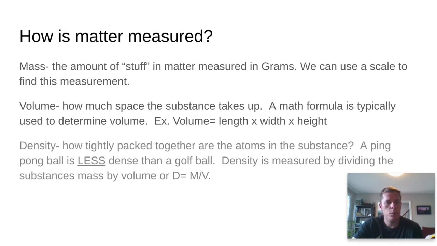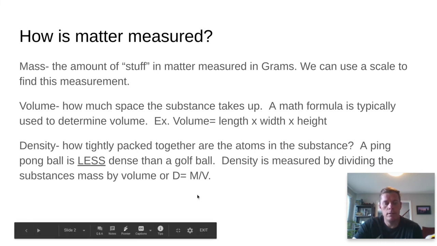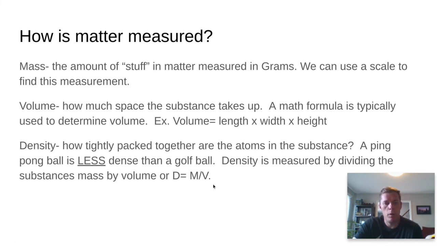And then density is what you're going to be working on today. Density describes how tightly packed together the atoms are in a substance. So for example, take a ping pong ball and a golf ball. The ping pong ball is much less dense than the golf ball, because a golf ball has a lot more stuff packed inside of it, so it makes it much more dense. The ping pong ball is basically air inside. So when we measure density, we take the mass of the substance and divide it by its volume. So there's a formula, D equals M over V, that you're going to be using today.